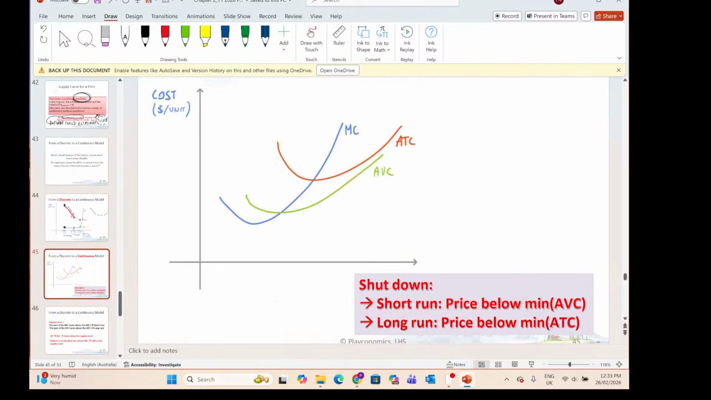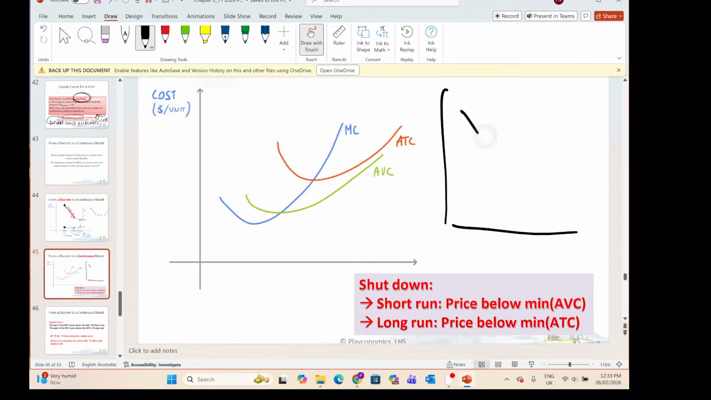If we did know what was happening at every level of production, then we don't have discrete curves anymore. We just have continuous curves. So we're not going to have it like that anymore. We've simply got the continuous curves that we have on the right-hand side.